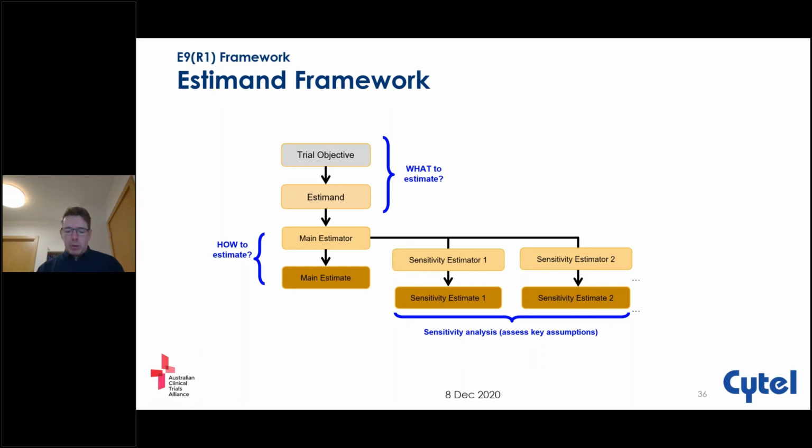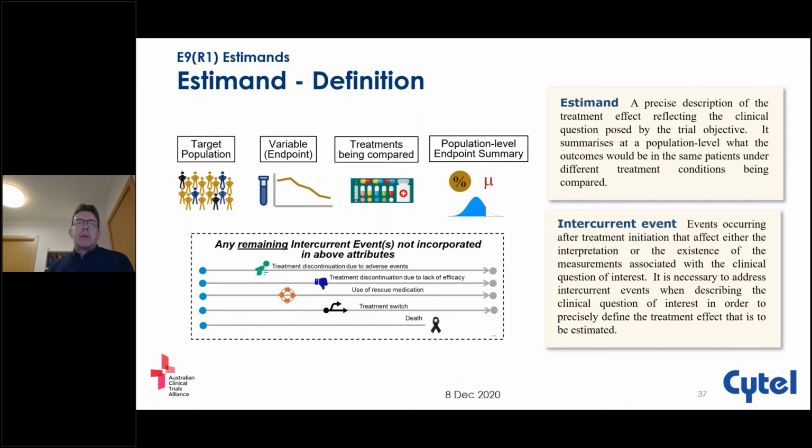So it's important that this is done by the full project team and is not just something that the statisticians have to go and sort out. So what is the estimand? The estimand is a group of things, a precise description of the treatment effect reflecting the clinical question posed by the objective. It summarizes at a population level what the outcomes would be in the same patients under different treatment conditions being compared. And so the estimand definition is the grouping of the following items.